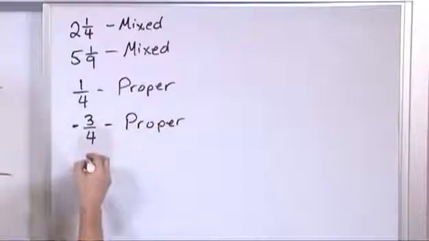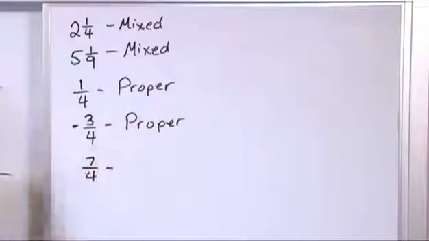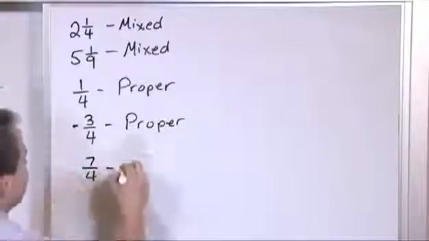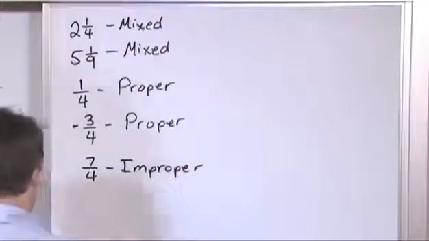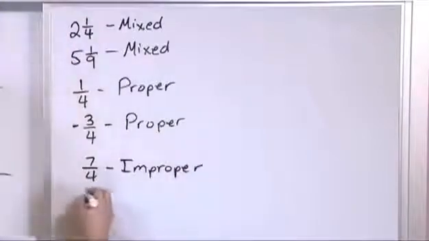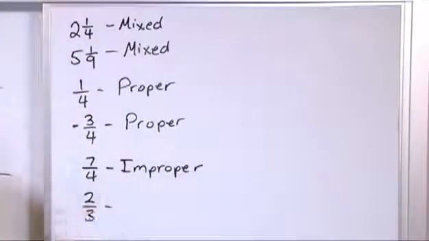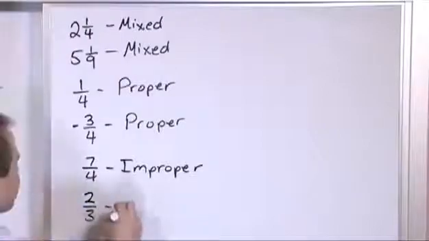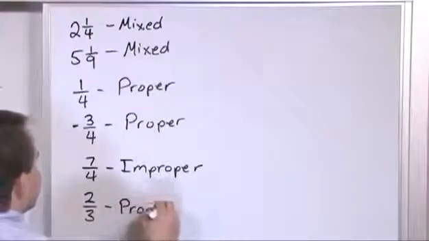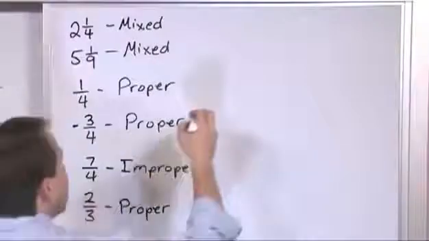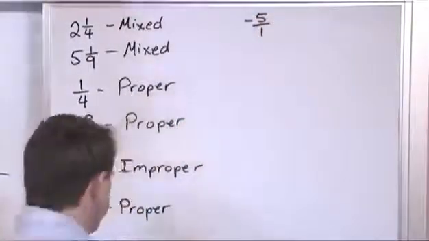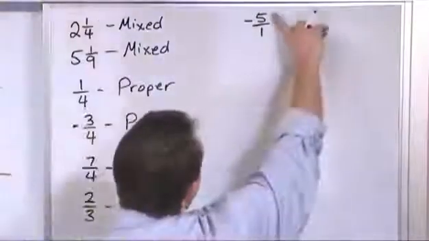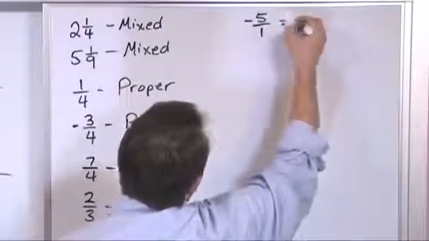Okay? What about 7/4? Now in this case, everything's flipped over because the top number is actually bigger than the bottom, so this is improper. Okay? And what about 2/3? Top number is smaller, so that is proper. That's a proper fraction. What about -5/1? That is an improper fraction because the number is bigger on the top. So that's improper.